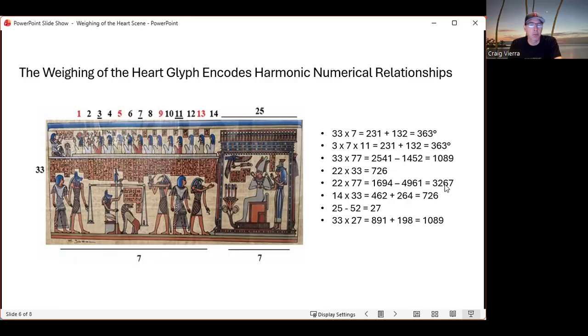This is also, I'm going to show you, this connects to one base pair in DNA. So we're making a connection back to actually DNA from this glyph as well, which is amazing. 14, so if we take the 14, the 7 and the 7, times 33, you get 462. If you add its mirror, 264, you get the tetrahedron, again, it's 726.